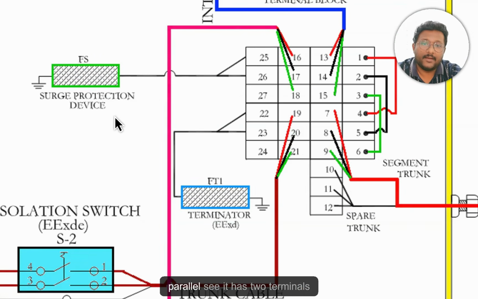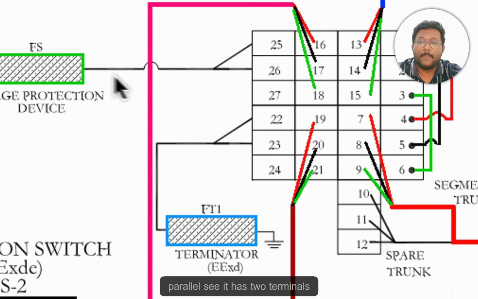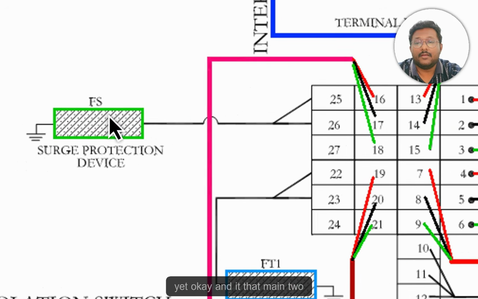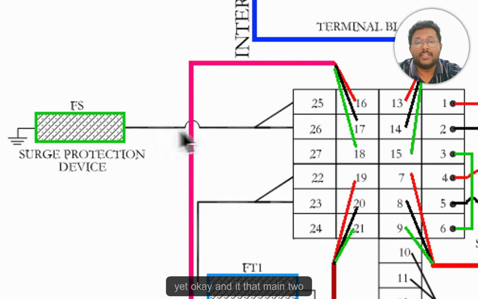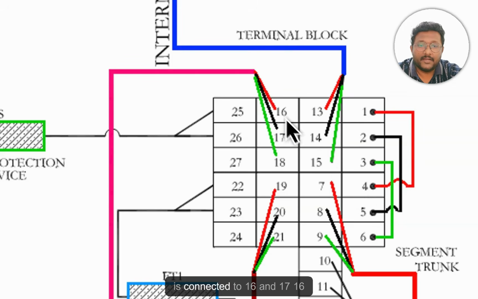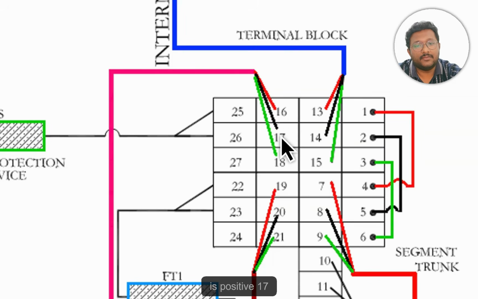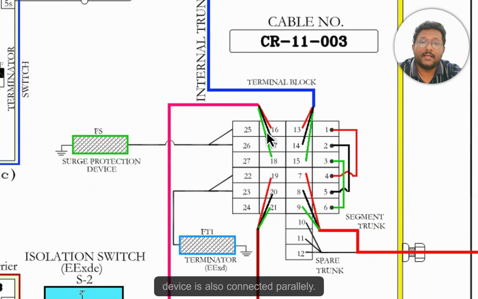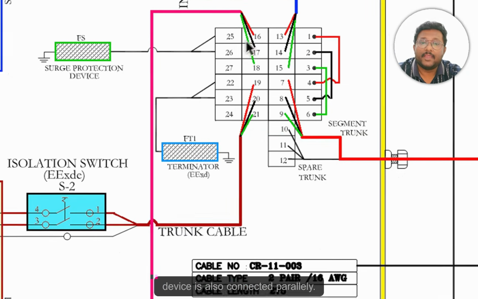This is also in parallel. See, it has 2 terminals, and those two main terminals are connected to 25 and 26. That means these are all already in parallel. Now it is connected to 16 and 17. 16 is positive, 17 is negative. Again, the surge protection device is also connected in parallel.